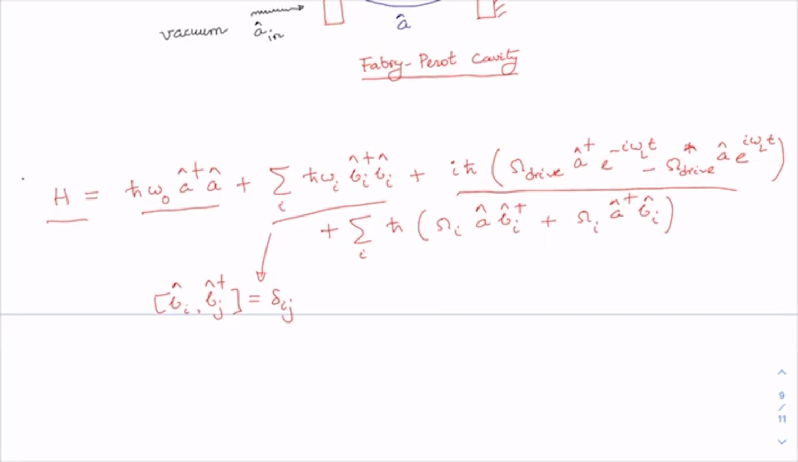The fourth and final term refers to the system-bath coupling. The strength of the coupling between the cavity mode and the bath operator is given by the parameter omega_i. This Hamiltonian is the basis of our analysis for the rest of this lecture.